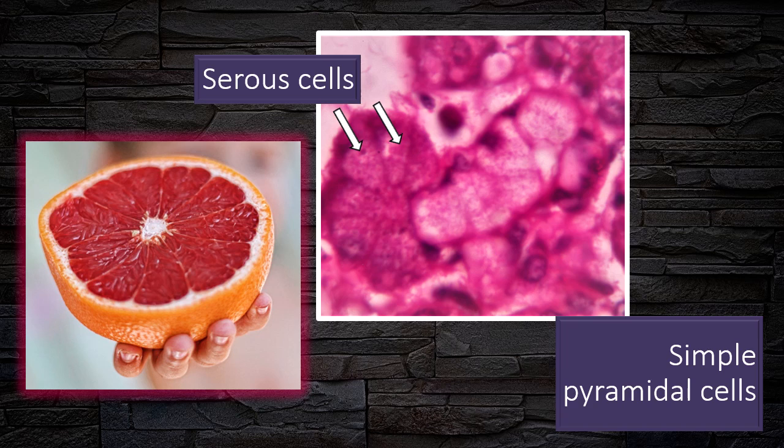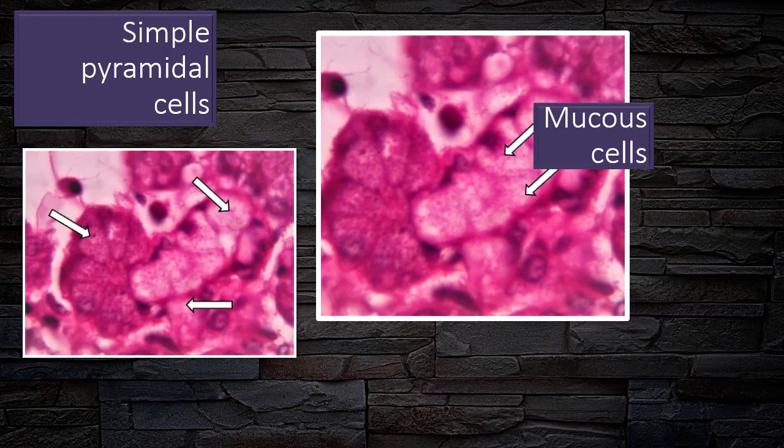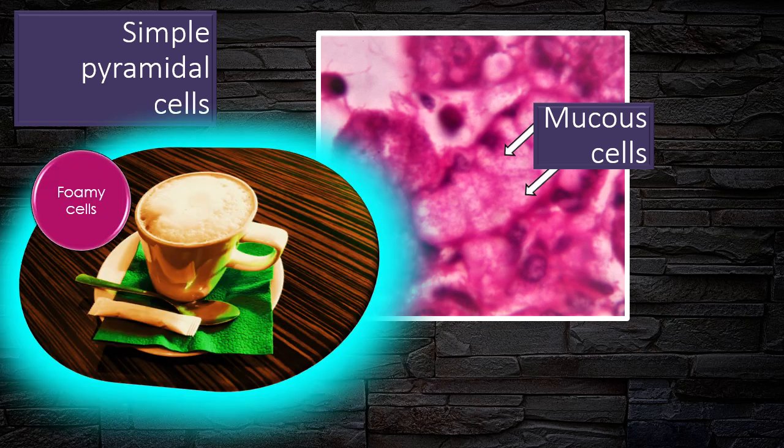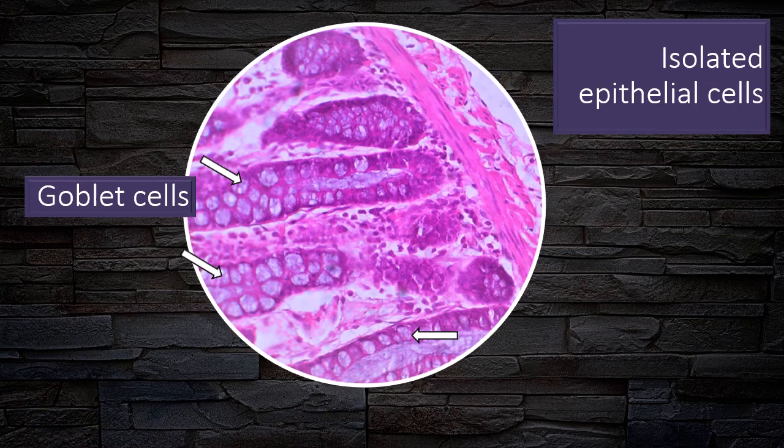Just like you had columnar cells, cuboidal cells, you can even have pyramidal cells, simple pyramidal cells, as in the case of the serous cells of the saliva. Similarly, you can have mucus cells, or you can have both serous and mucus in the same acinus. Now, these are the mucus cells. The foamy appearance is very typical of these mucus cells. That's why I've shown you a cup of tea and the foamy top to give you a very good understanding.